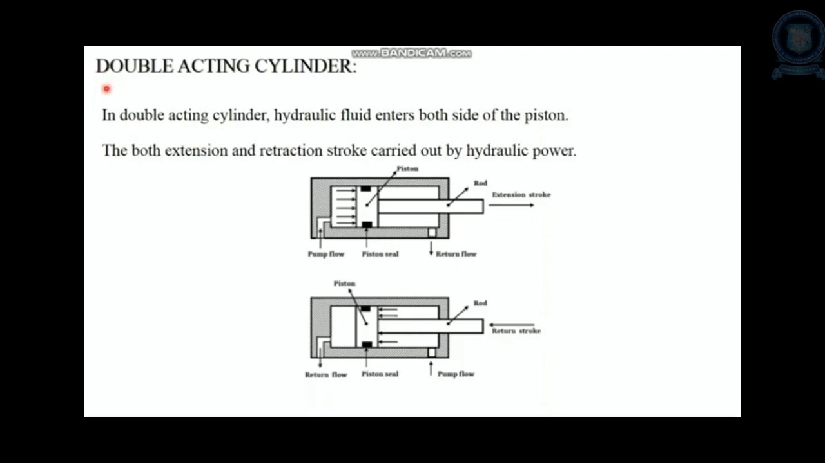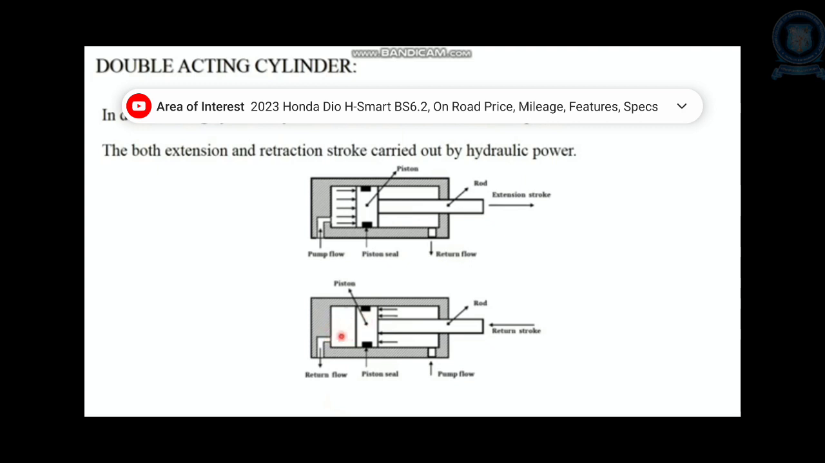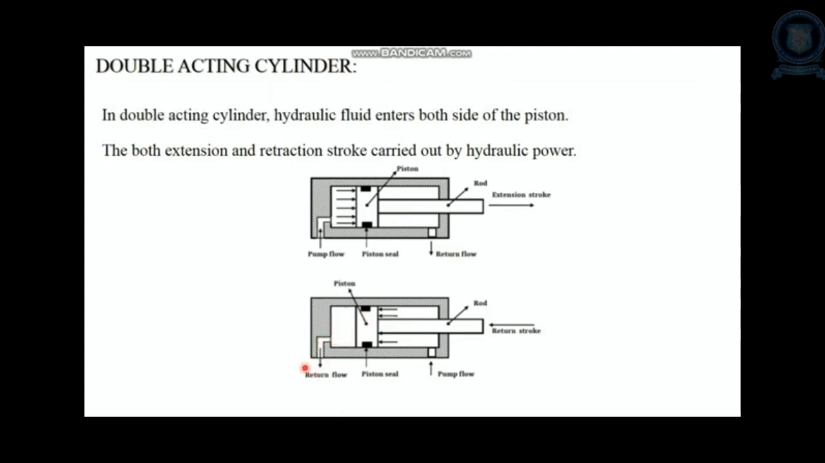Then the double acting cylinder. Both strokes are carried out by hydraulic energy, and that is called a double acting cylinder. From the rod end of the cylinder and the blank end of the cylinder, at both ends the hydraulic fluid will enter. When the extension stroke takes place, the fluid available at the rod end of the cylinder will go to the reservoir. When the retraction stroke takes place, the fluid available in the blank end of the cylinder goes to the reservoir.